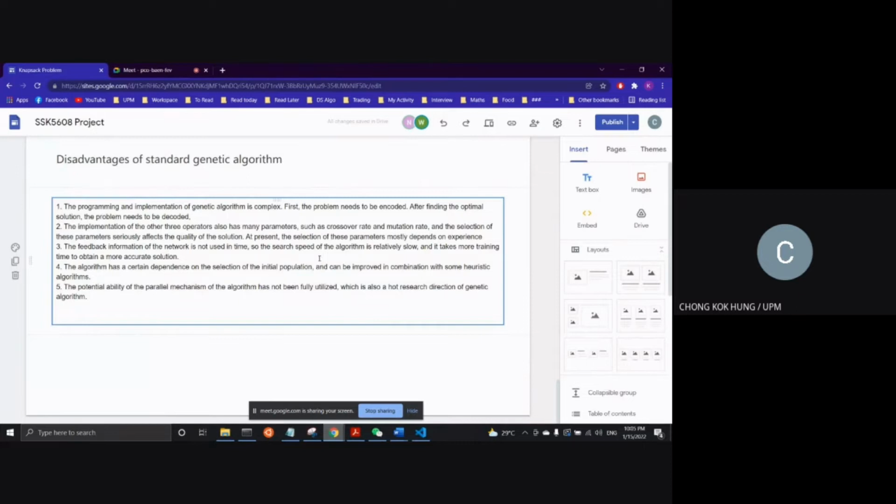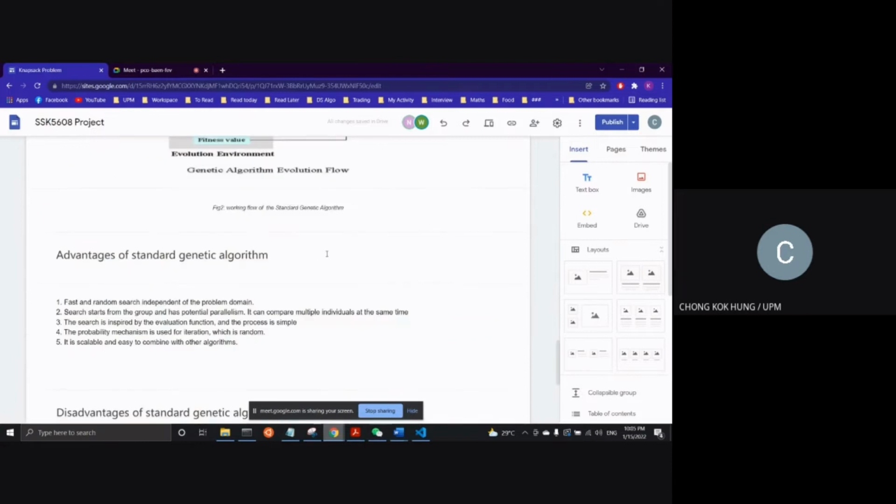Third, the feedback information of the network is not used in time, so the search speed of the algorithm is relatively slow and it takes more training time to obtain a more accurate solution. Fourth, the algorithm has a certain dependence on the selection of the initial population and can be improved in combination with some heuristic algorithms. And the last one is that the potential ability of the parallel mechanism has not been fully utilized.